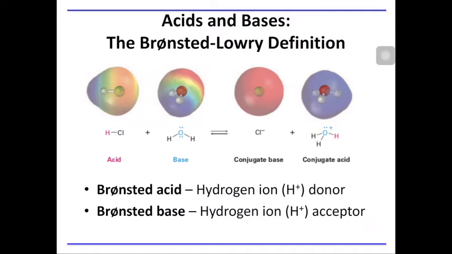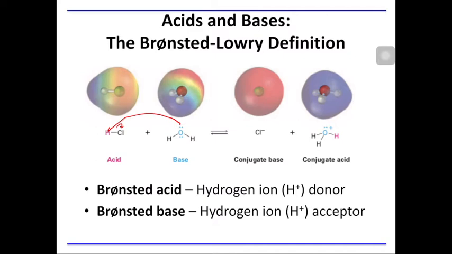According to the Bronsted-Lowry definition, a Bronsted acid is a hydrogen ion donor, and a Bronsted base is a hydrogen ion acceptor. The example given above is hydrochloric acid and water, to form chloride and hydronium ion. What happens here is hydrochloric acid gives its hydrogen ion to water, thereby forming a hydronium ion.